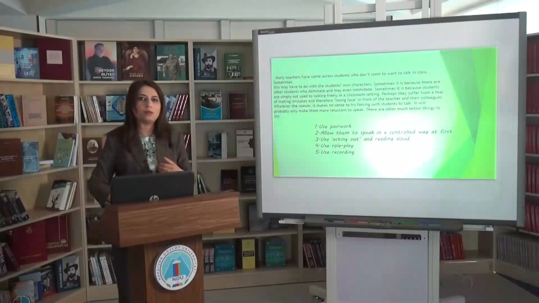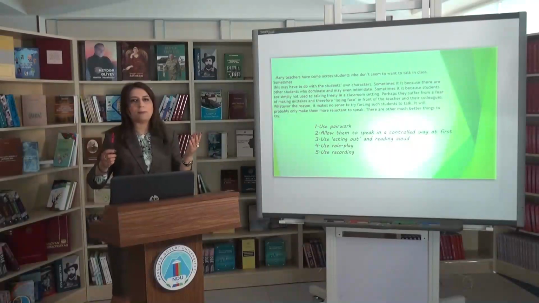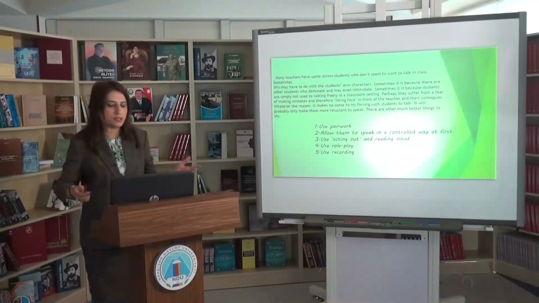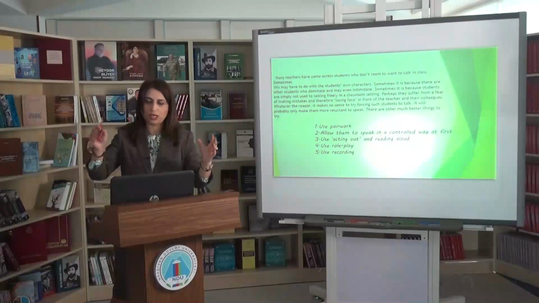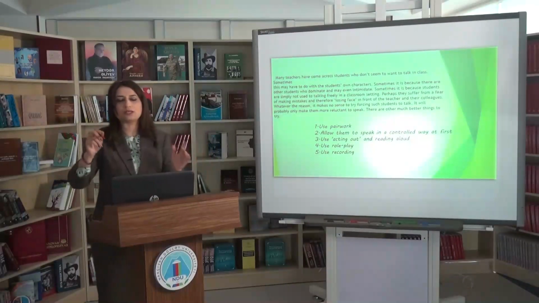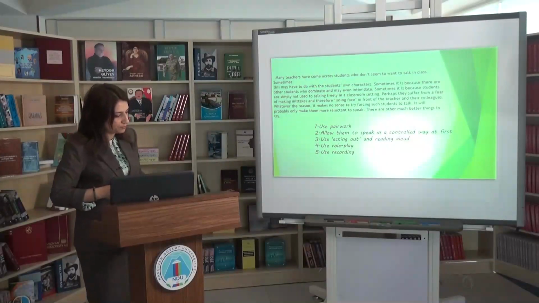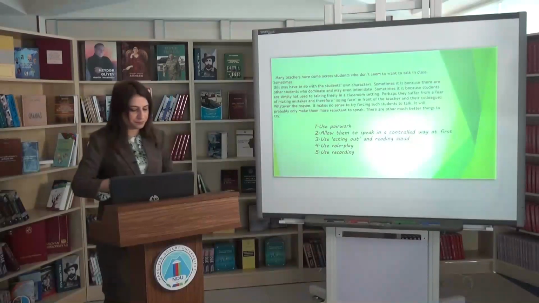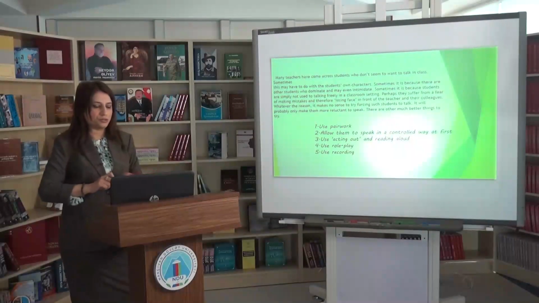We teachers may help students to speak. For example, we may give the beginning of a sentence, "One of the most beautiful things I have ever seen is..." and the students then explain, "One of the most beautiful things I have seen is Mount Fuji at sunset," and so on. And then the next one is using acting out and reading aloud.